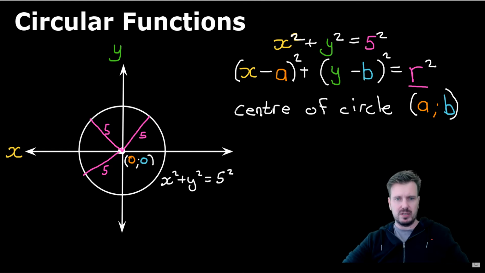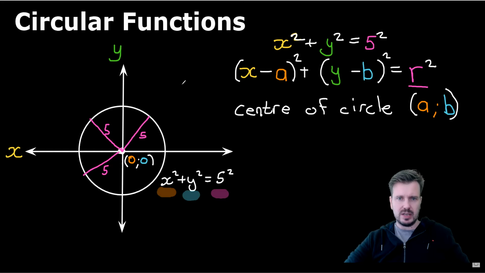Okay, so because the a was zero, my x was just by itself, it didn't have anything with it. The y center was also zero, so it just has y squared. And then my radius is 5 squared. And so we can now see how we would write the equation of a circle out if we were given various things.